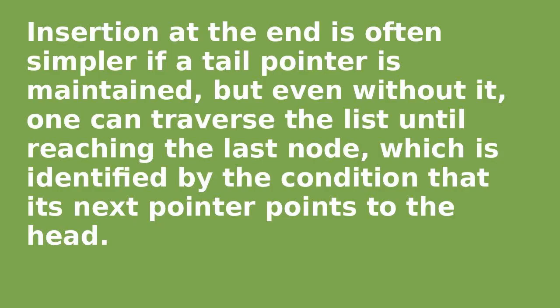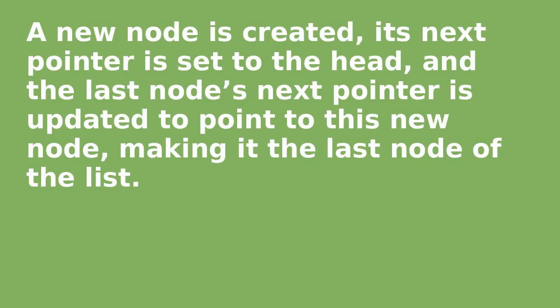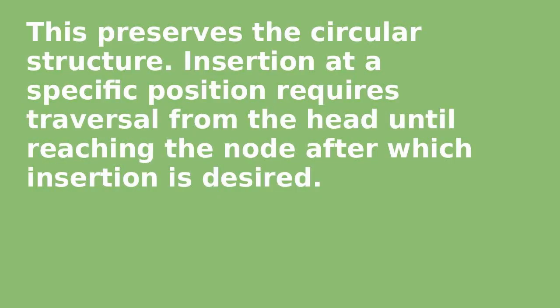Insertion at the end is often simpler if a tail pointer is maintained, but even without it, one can traverse the list until reaching the last node, which is identified by the condition that its next pointer points to the head. A new node is created. Its next pointer is set to the head, and the last node's next pointer is updated to point to this new node, making it the last node of the list. This preserves the circular structure.